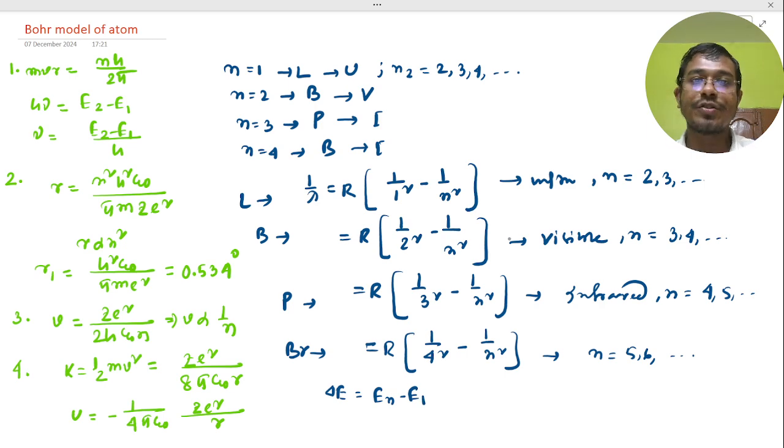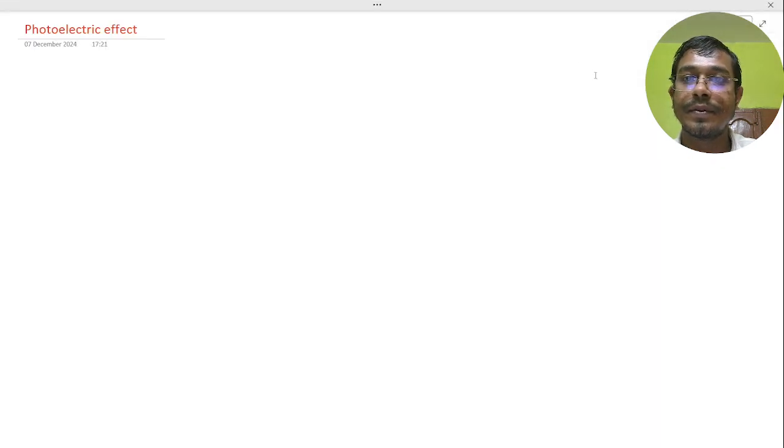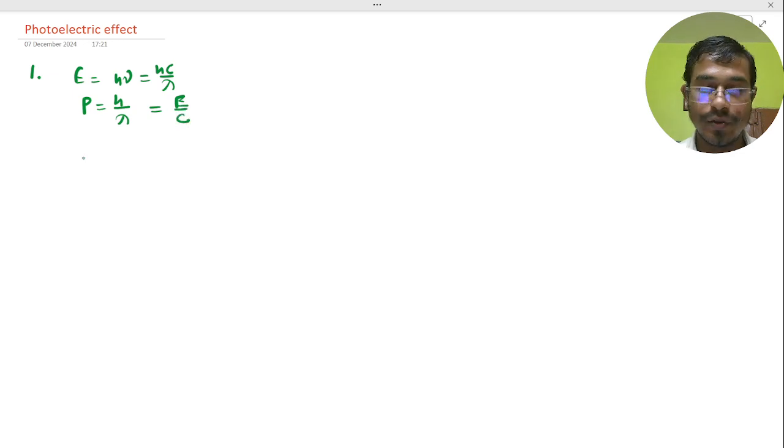So our next topic is the photoelectric effect. Here we write some equations. First, very important: if E and P are the energy and the linear momentum of a photon of light, then E equals h nu equals hc by lambda, and P equals h by lambda, equal to E by c. So the energy of a photon is basically Pc.